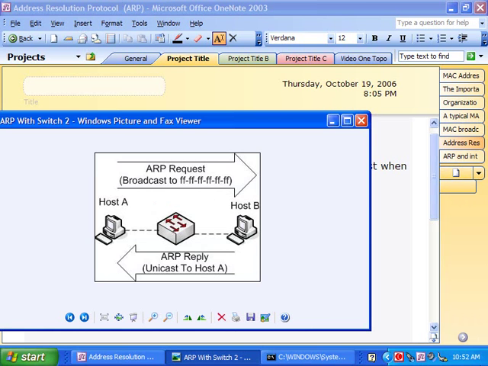If host A sends a request out, and again it's broadcast to the all Fs address, every other host connected to that switch is going to get it. And host B will see the request and say, okay, that's my IP address it's referring to, so I will respond to this with my MAC address. And the ARP reply is going to be a unicast because that ARP request will contain the IP and MAC addresses of host A. So host B doesn't have to send out an ARP request in order to respond to an ARP request. So with switches, no problem. ARP is going to work just perfectly fine.